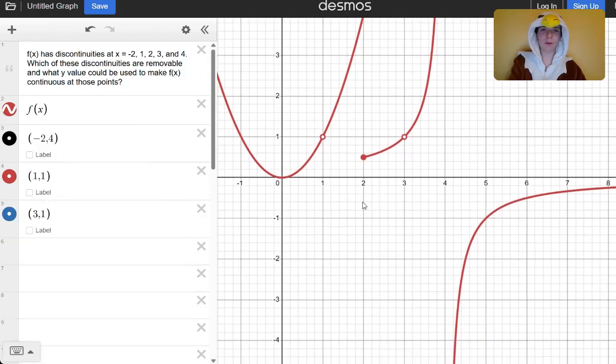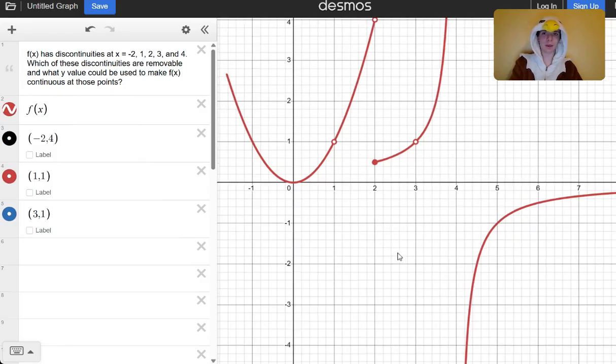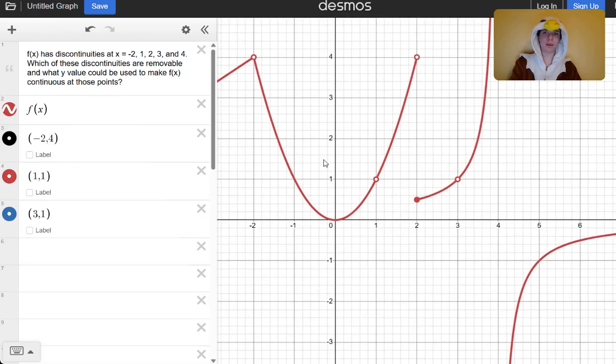And then at 4, it's going up without bound on one side and down without bound on the other. That's an infinite discontinuity. You can't fill that in. So that's our answers. We can remove the discontinuities only at -2, 1, and 3. And we fill them in with the values 4, 1, and 1.